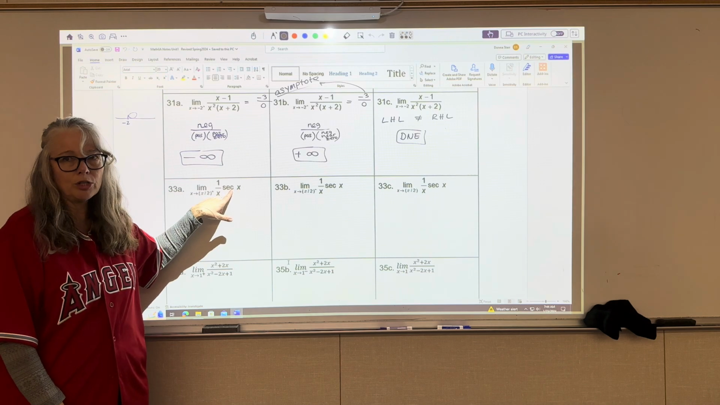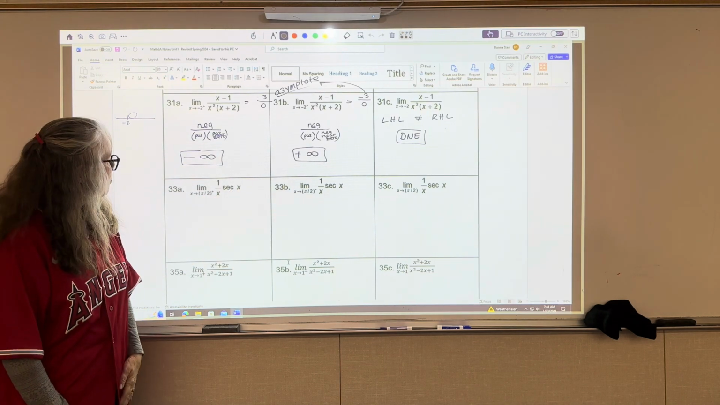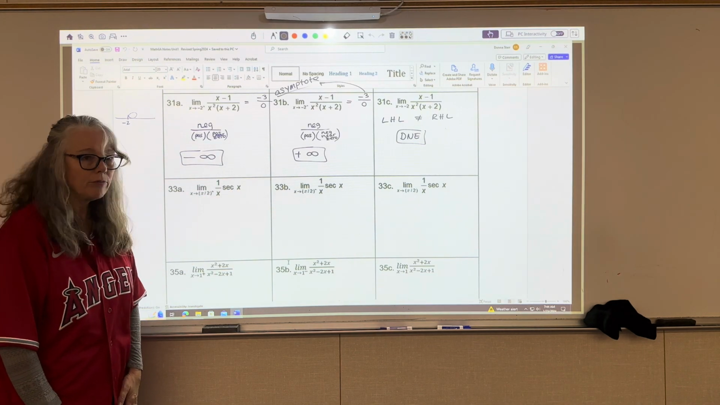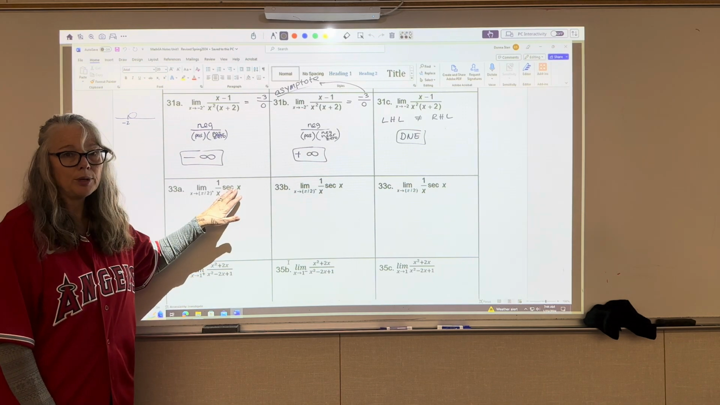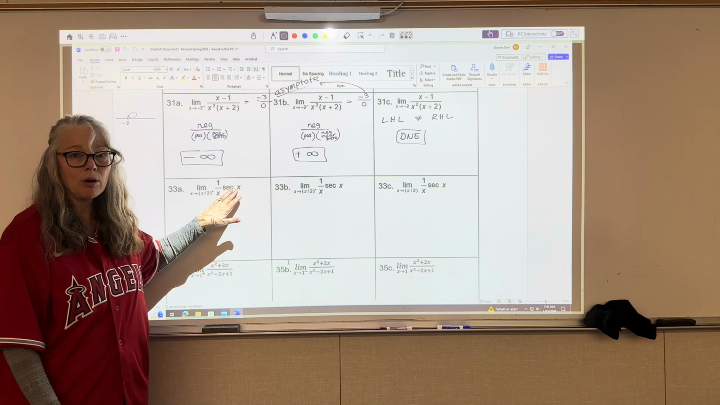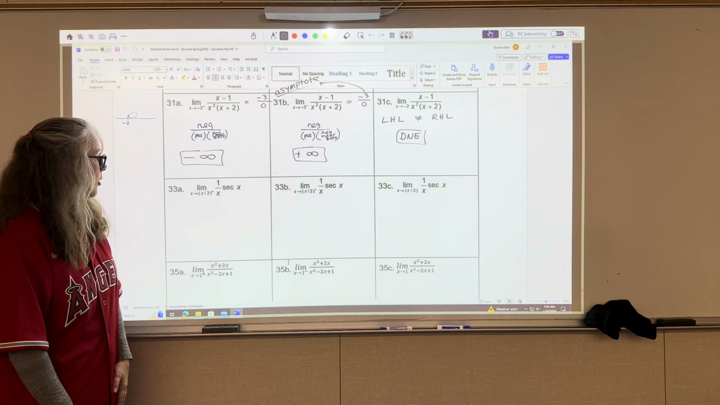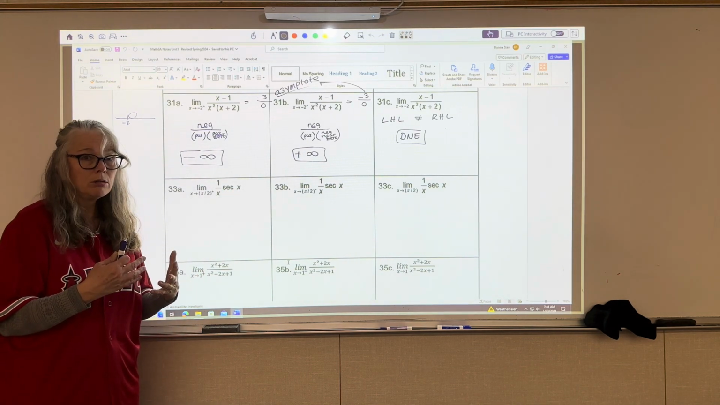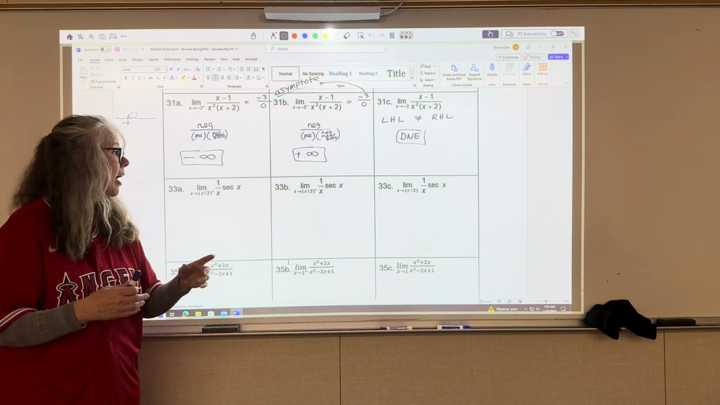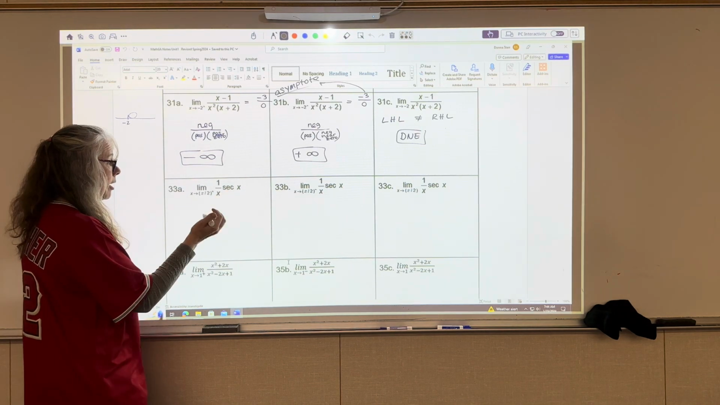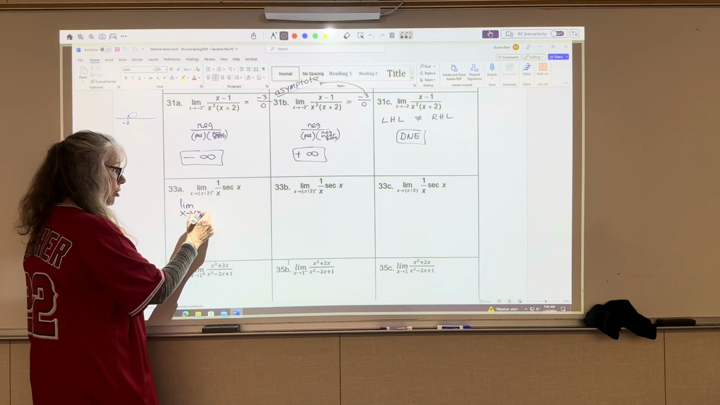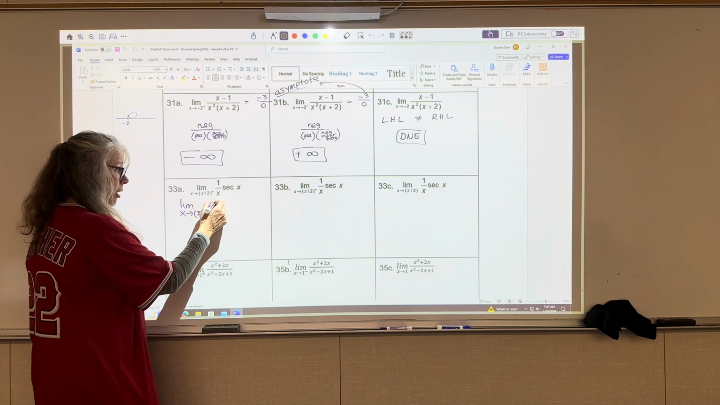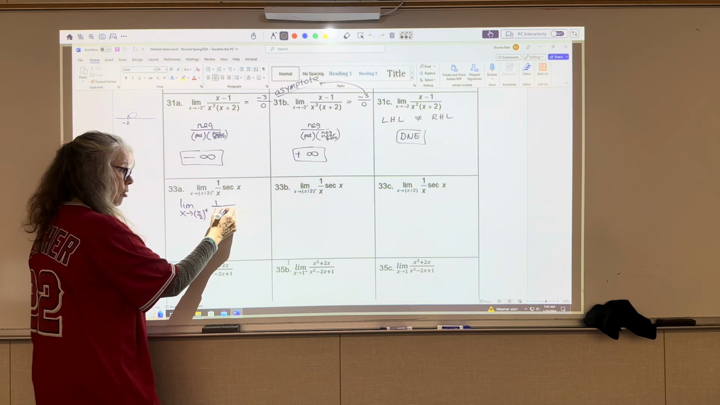Secant is 1 over cosine. And the cosine of pi over 2 is 0. And so secant at pi over 2 is undefined because 1 over 0 is undefined. And so what I want to do, so that I can kind of see what I have, is I want to write this as cosine. So the limit as x goes to pi over 2, from a little bit bigger, and this is going to be x over cosine of x.